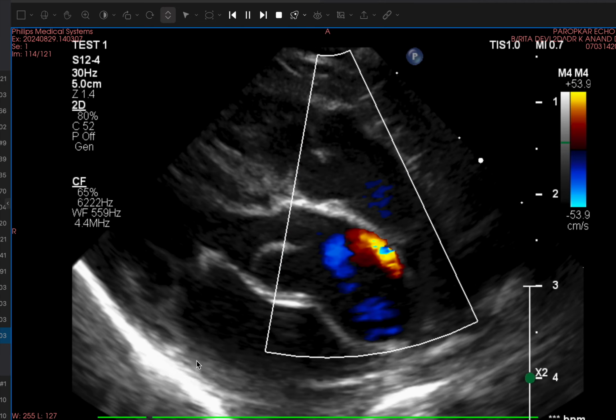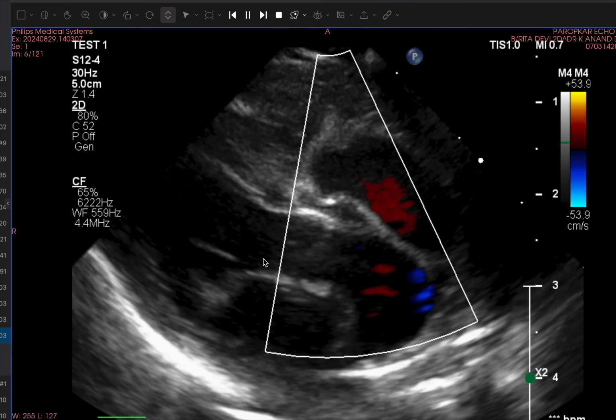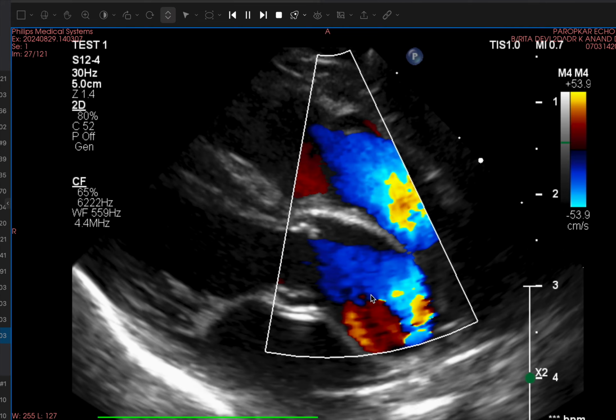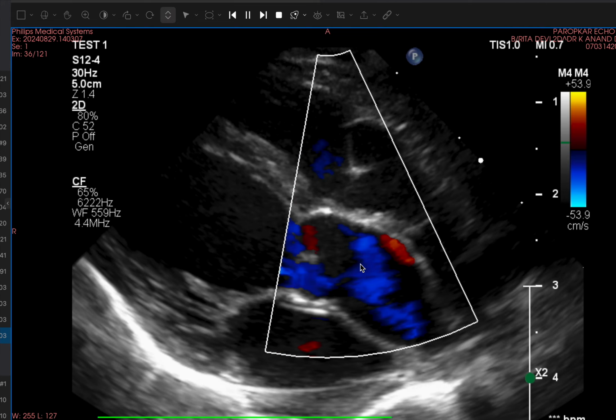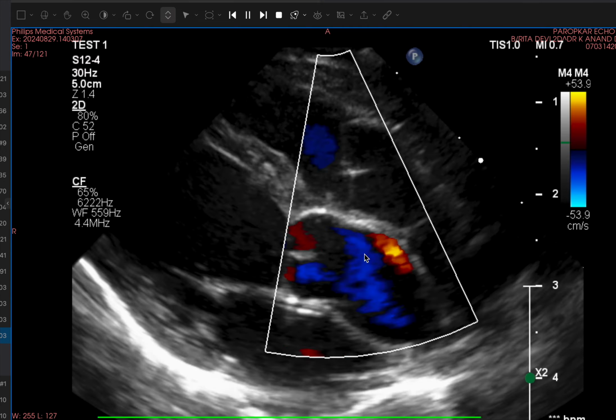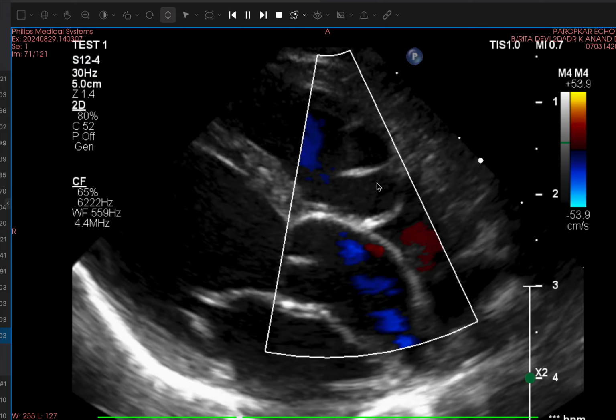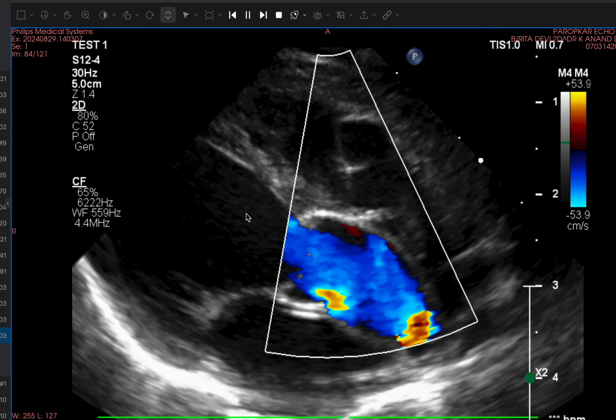D-transposition of great arteries. This is parasternal long axis view. This is left atrium. This is left ventricle. From left ventricle, pulmonary artery arises, and this is right ventricle. From right ventricle, aorta arises.